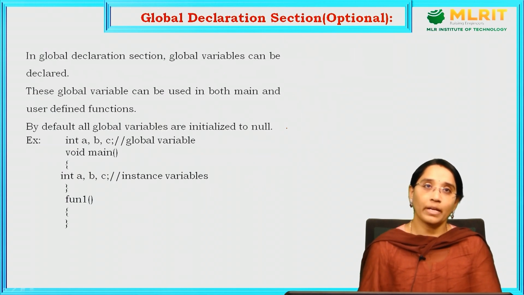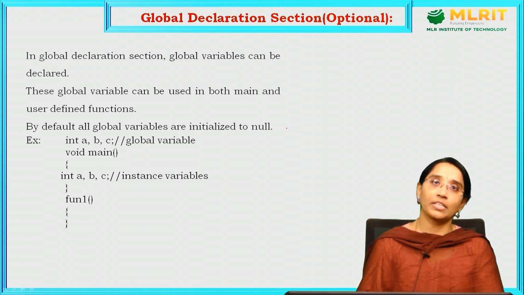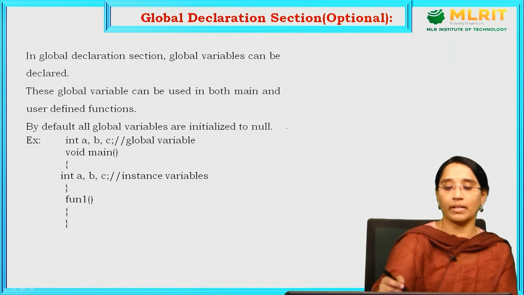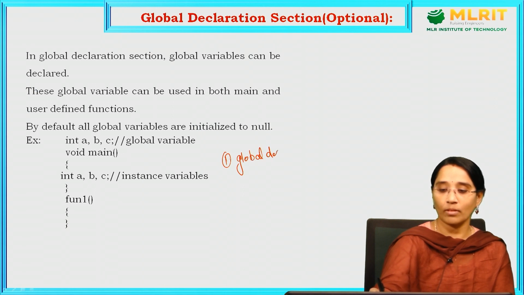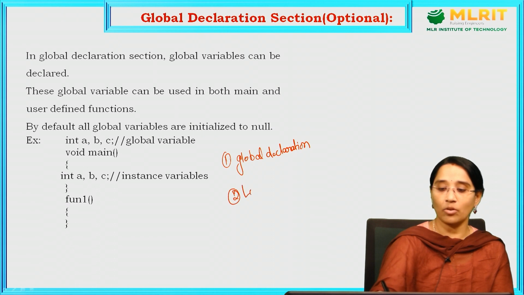Next one, the global declaration section. When coming to the declaration part, we have two types of declarations: one is global declaration and another one is local declaration.